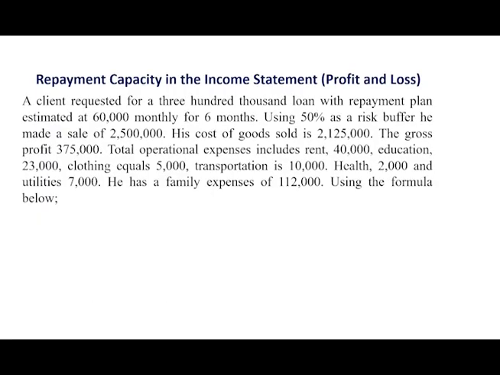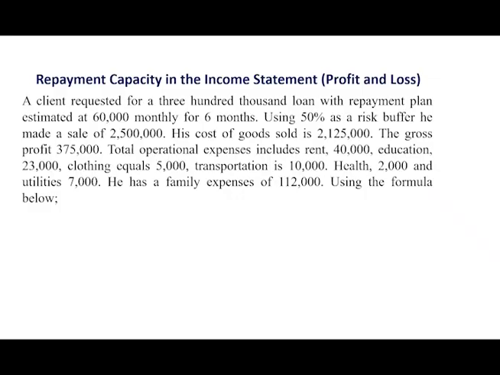To round up Lecture 4, let's take this example. A client requested for a $300,000 loan with repayment plan estimated at $60,000 monthly for 6 months. Using 50% as a risk buffer, he made a sale of $2,500. His cost of goods sold is $2,125. The gross profit totals $375.